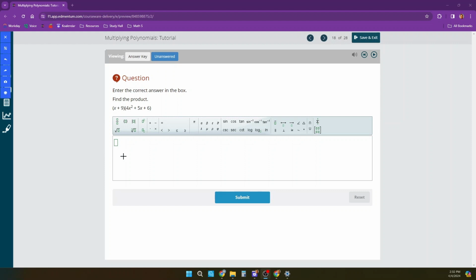Okay, so we are going to be multiplying polynomials again. So I'm going to take my first term and multiply it by everything in our second polynomial, and then see what we get. x times 4x squared should be 4x to the third. x times 5x should be 5x squared. x times 6 should be plus 6x. And that's everything in this polynomial multiplied by x.